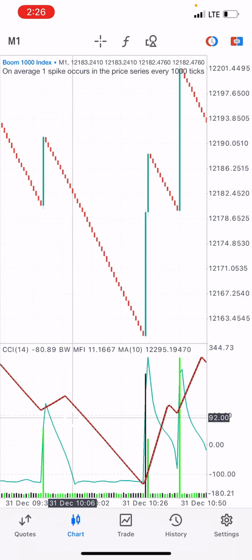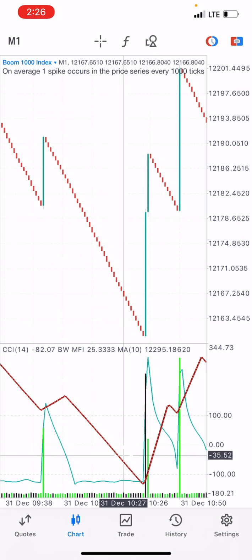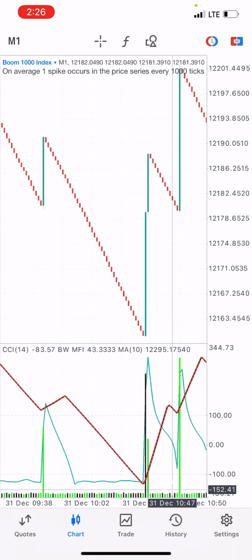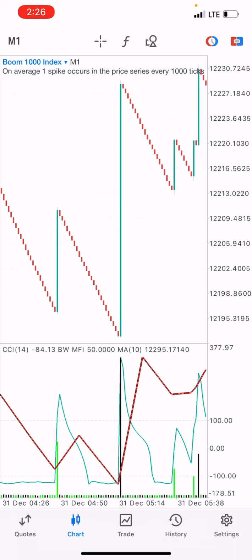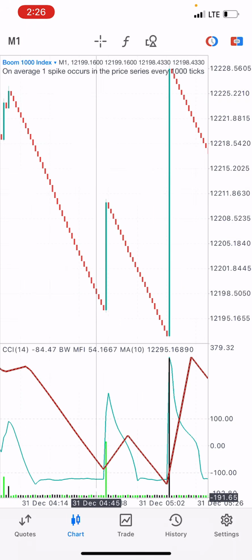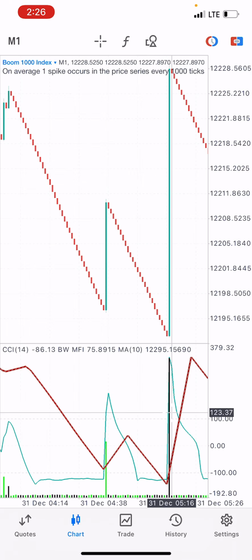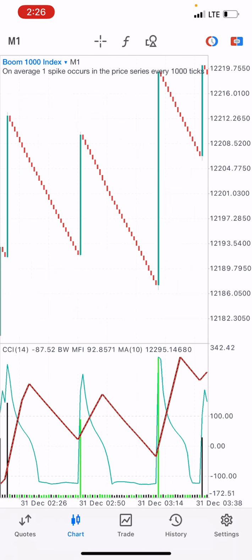You need to watch out for this red moving average to cross below this green line, which is the line of the Commodity Channel Index, at the oversold level, which is this -100. Below this -100, it gives you a spike. So if you want to catch a spike, all you need to do is watch out for the red moving average crossing below. As you can see at this point, the red moving average crosses below this green Commodity Channel Index line at the oversold level, and you catch a spike. Very simple strategy, guys. It works.